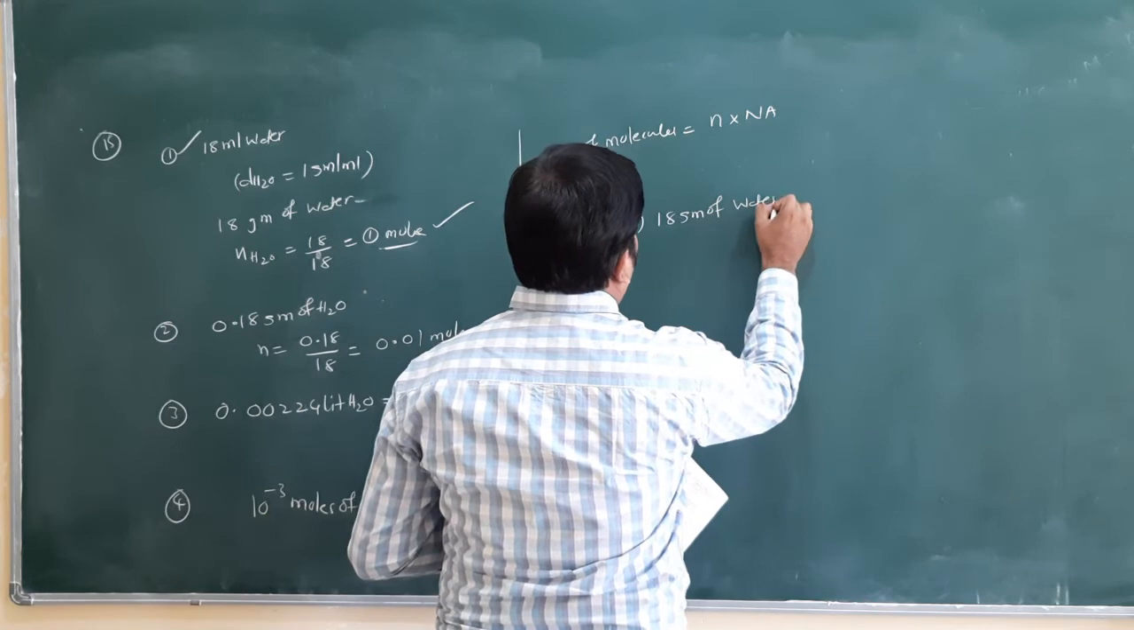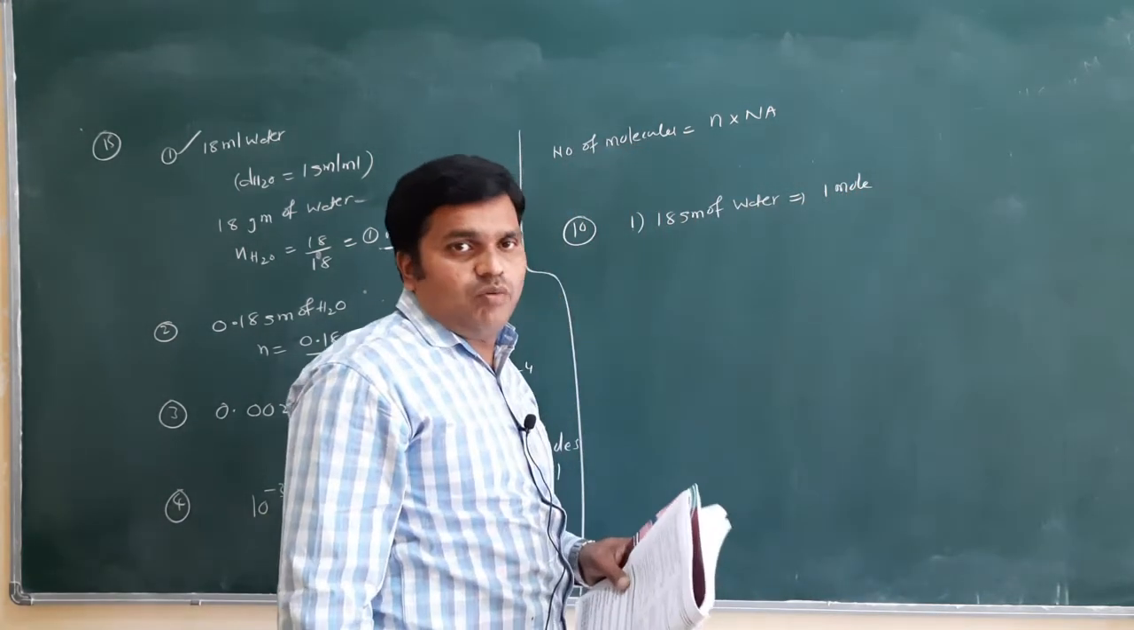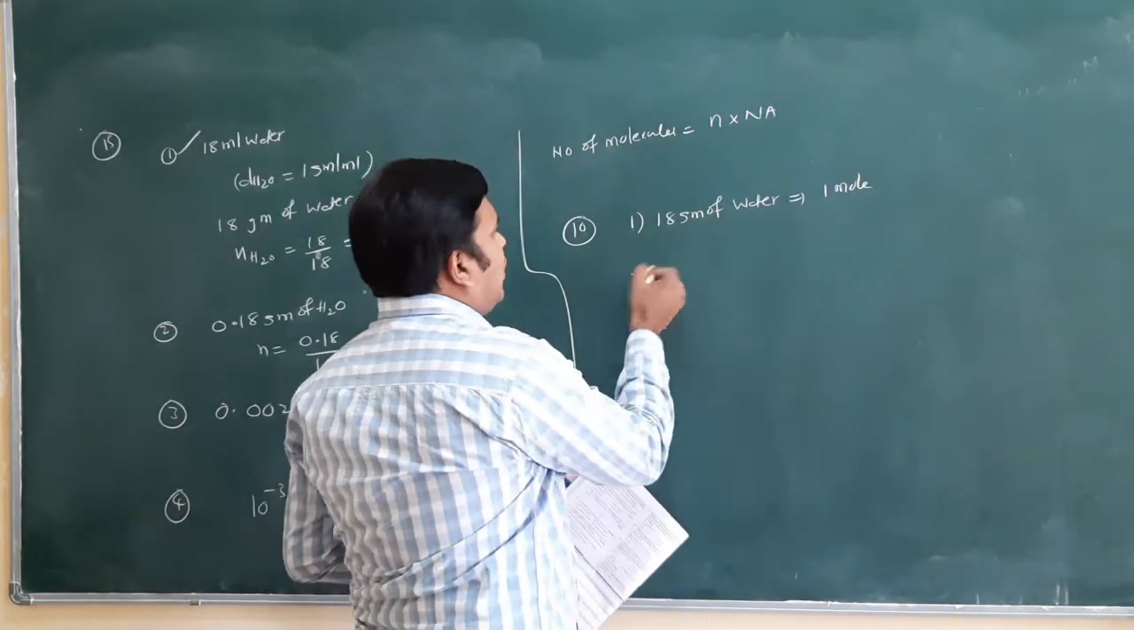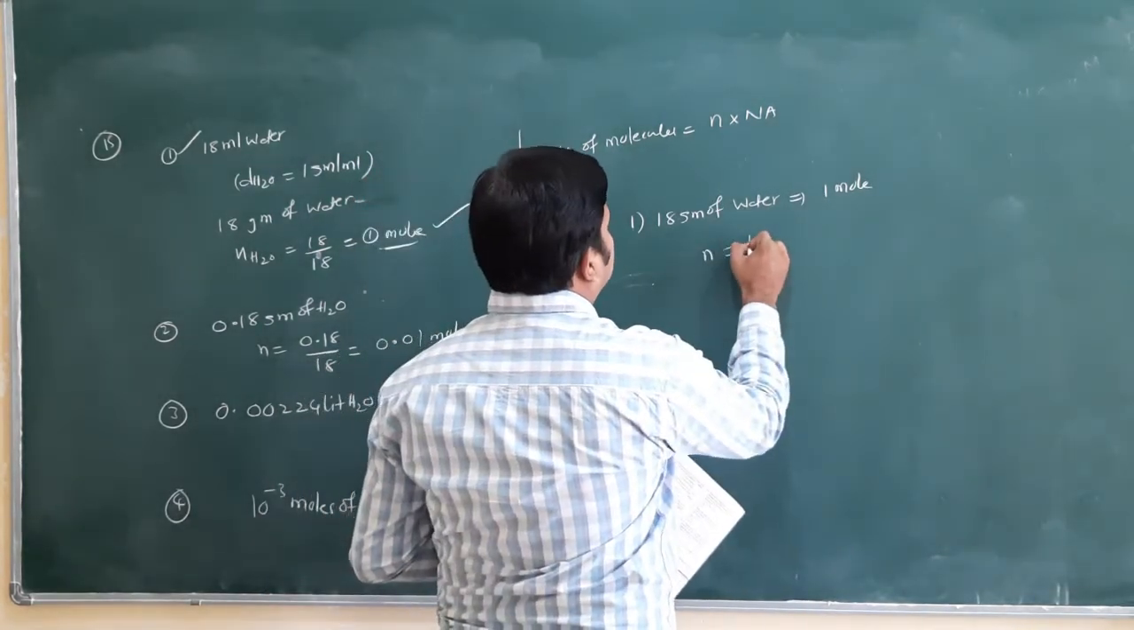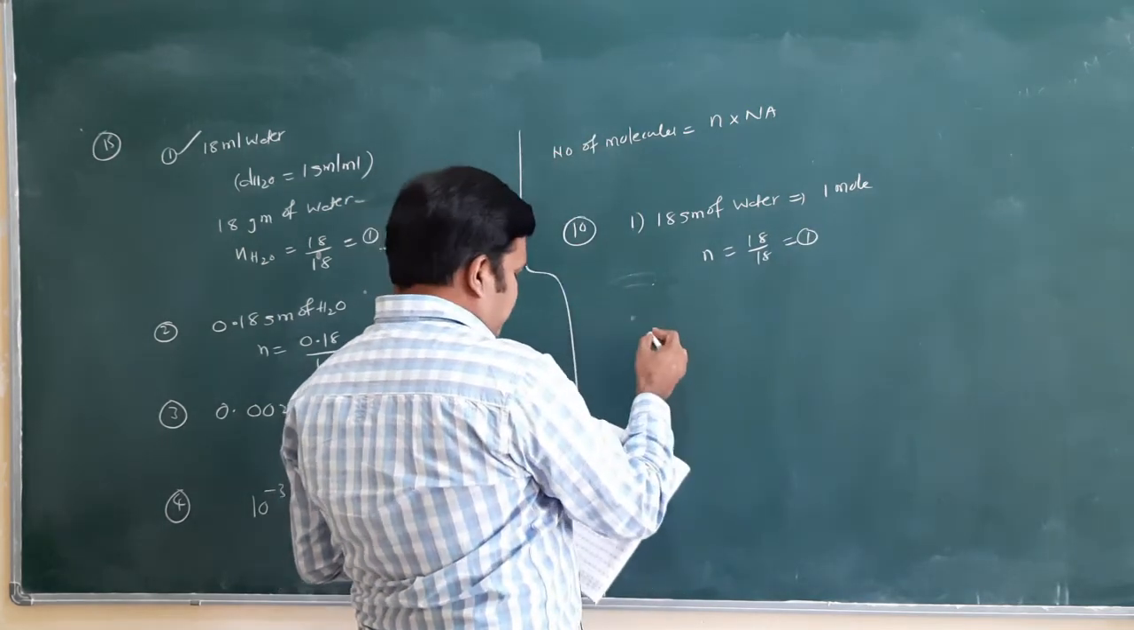18 grams of water means how many moles here? It is 1 mole only. How 1 mole? If you write n is equal to 18 by 18, you will get 1 only.